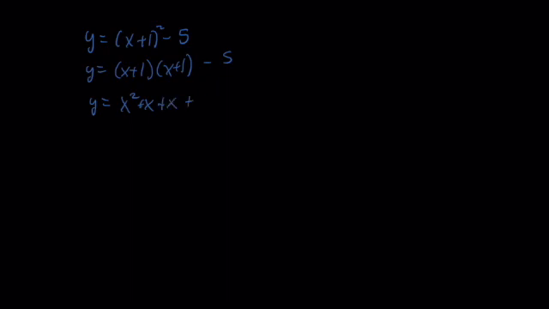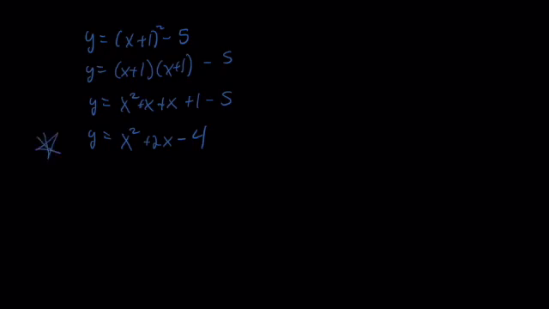So we have y equals (x plus 1) squared minus 5. Why don't we go ahead and FOIL this out? So I have y equals x squared plus x plus x plus 1 minus 5. So I have y equals x squared plus 2x minus 4. Oh, see, this looks more like the quadratics we've seen before.